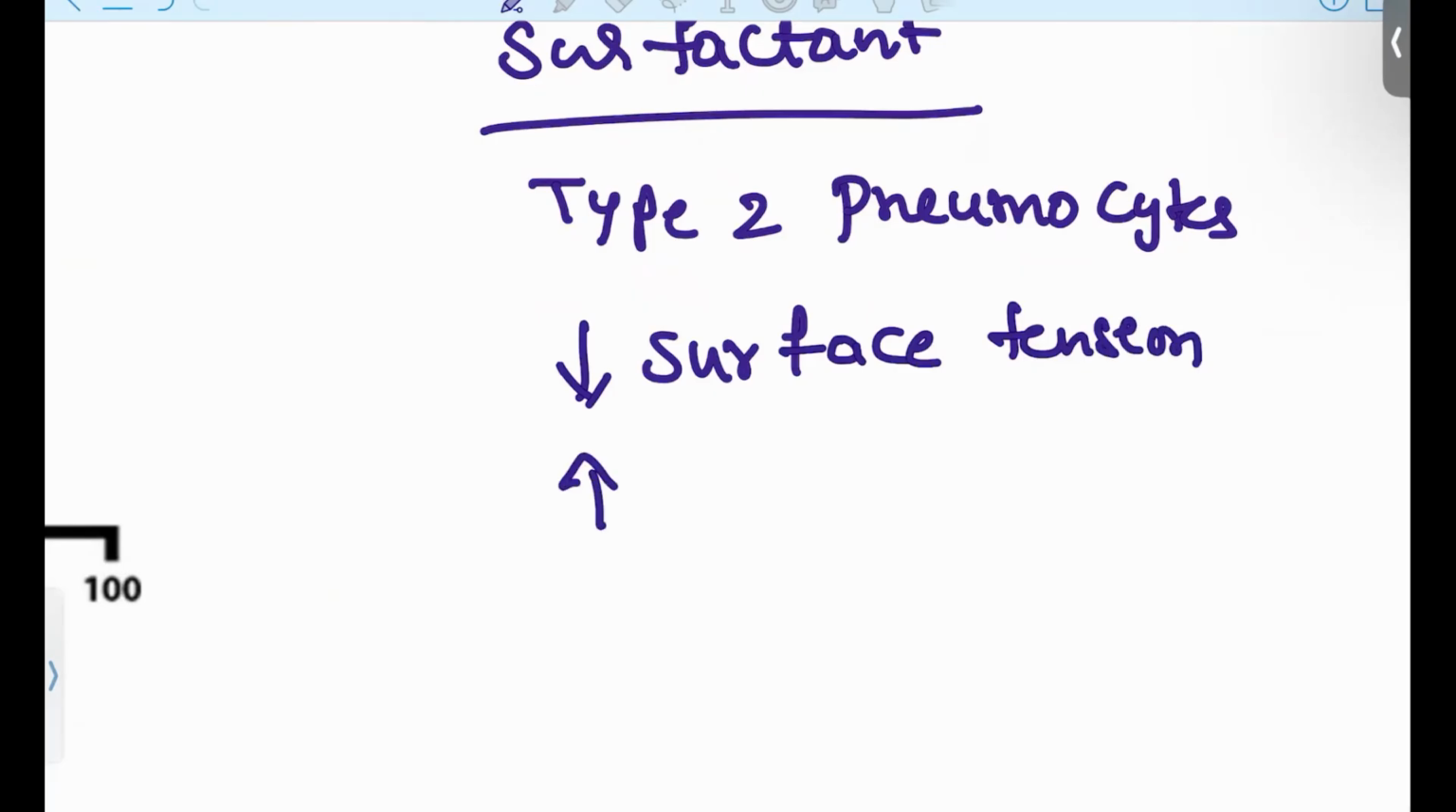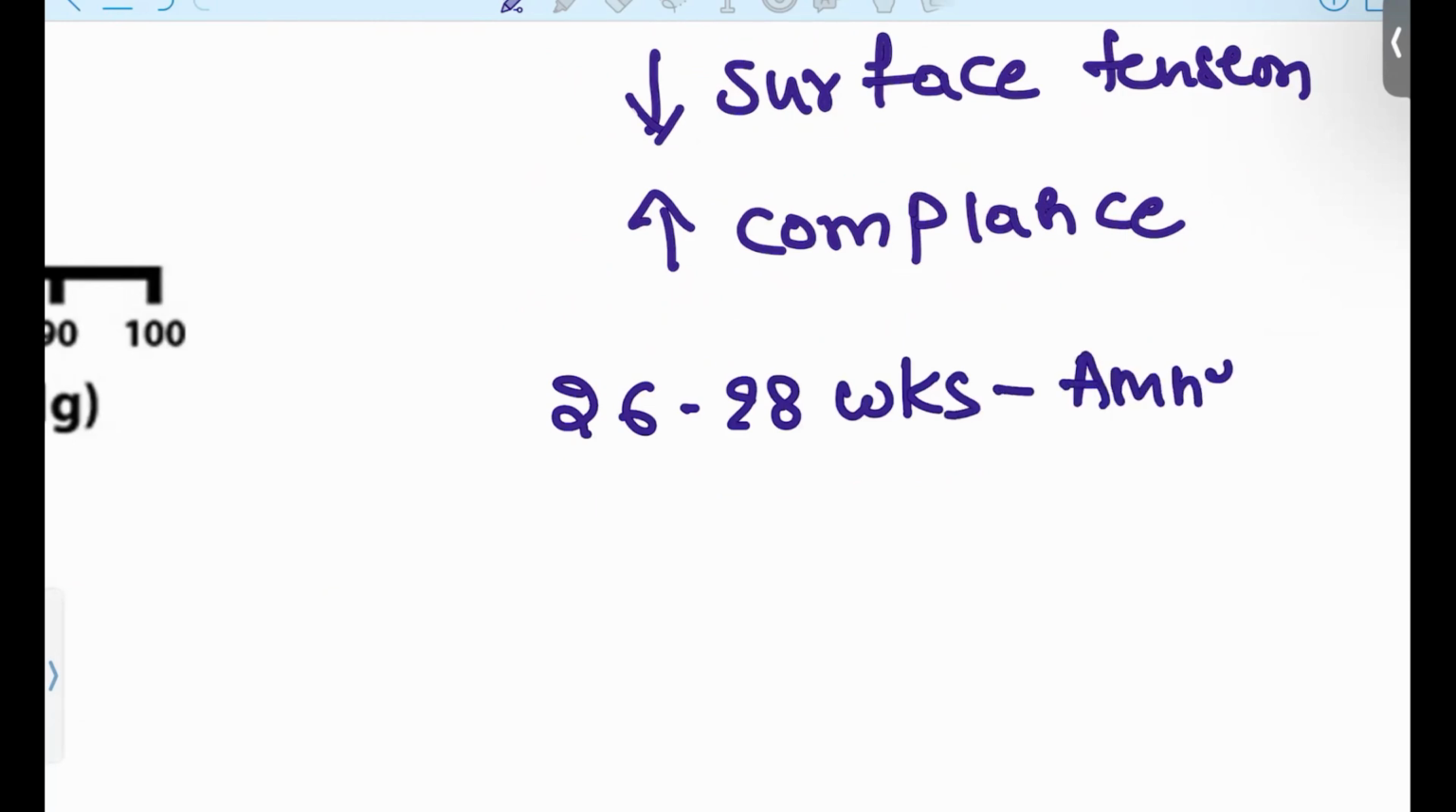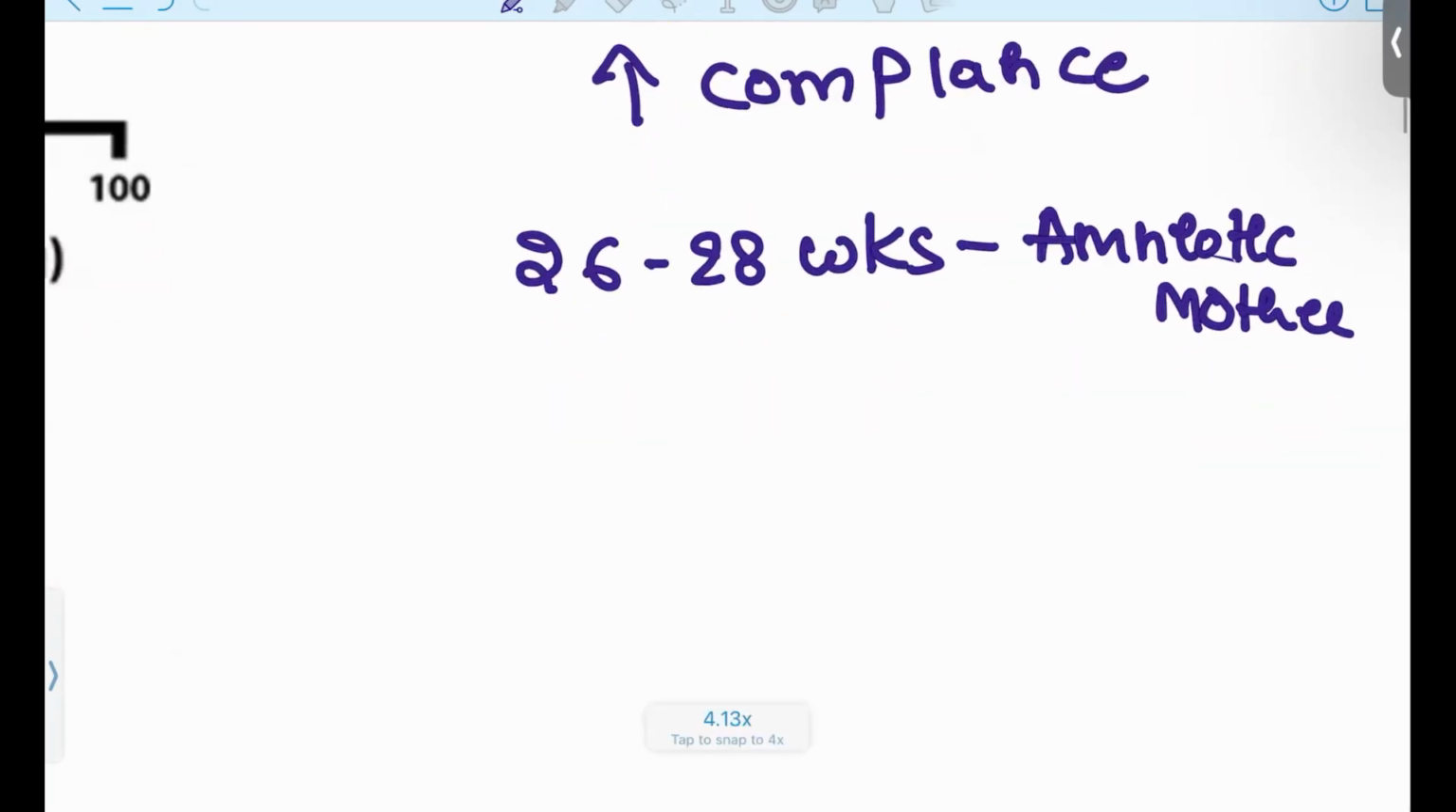Along with that, it will increase the compliance of the lungs. But when will this be produced? At 26 to 28 weeks of gestation, it is present in the amniotic fluid of the mother. And when it comes into the baby's lungs or the fetus lung, at more than 32 weeks, it will be completely matured in the fetal lungs.